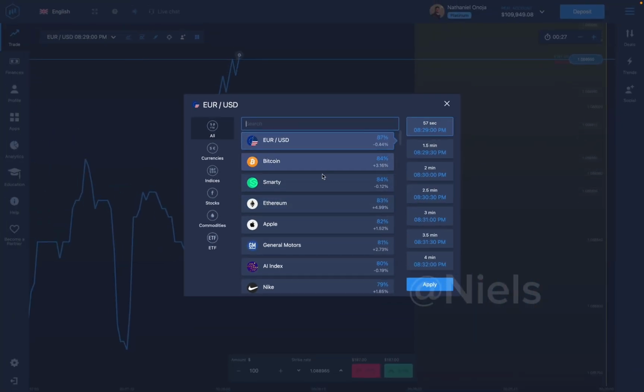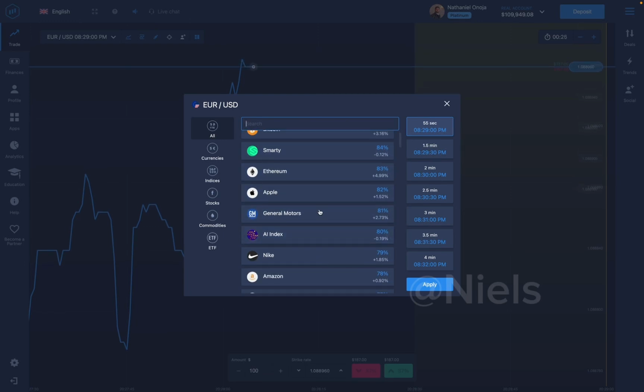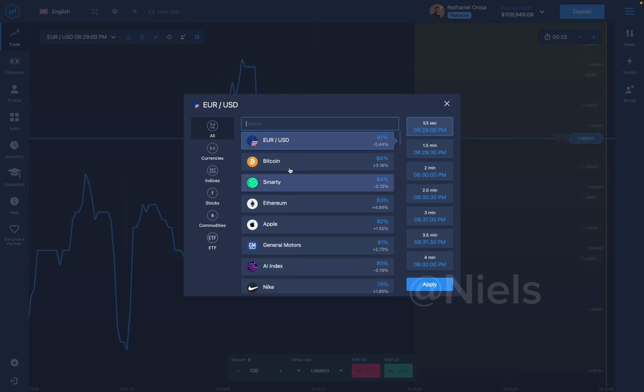So any pair you want to trade, you can select them here. There is also crypto. You can see Ethereum. There's also Bitcoin here, and so on. But we prefer to trade the one that has high percentage in profit.